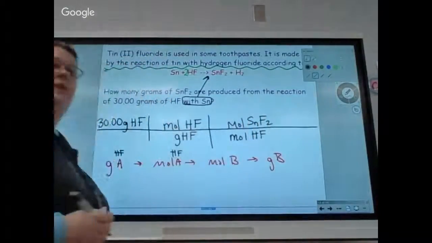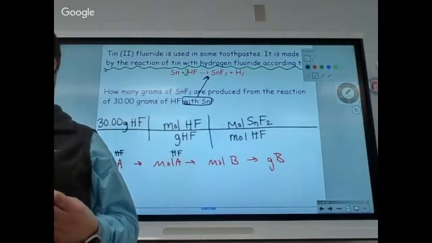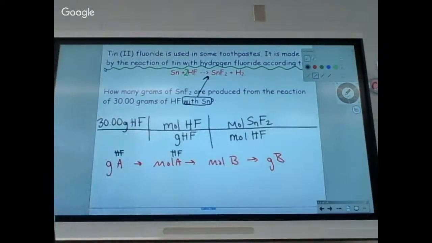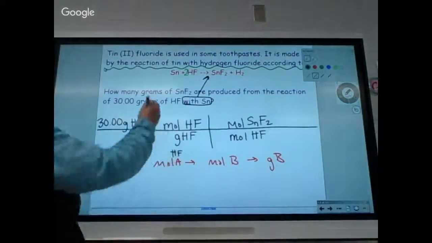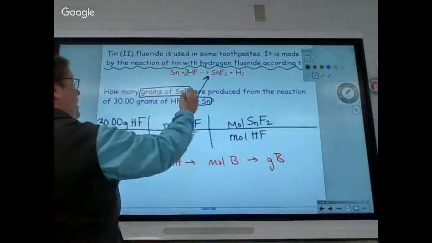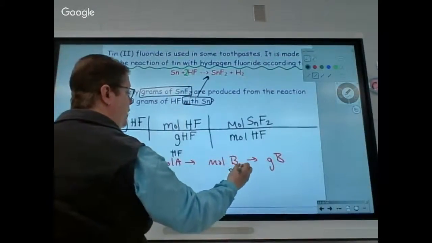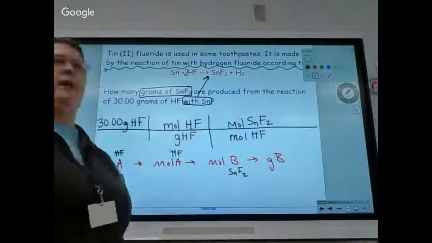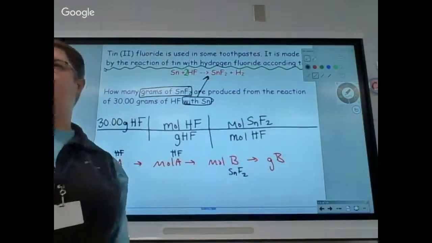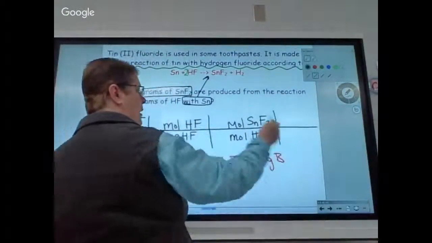That's the internal conversation we should be able to have after 2 days of doing this. This is really day 3. Now, if that's still defective in your brain, cool. The question asked us to find grams of SnF2. So we're going to moles of B. Moles of B is SnF2. You're going to put moles of B on the top, which is SnF2. Next section. What goes on the bottom?